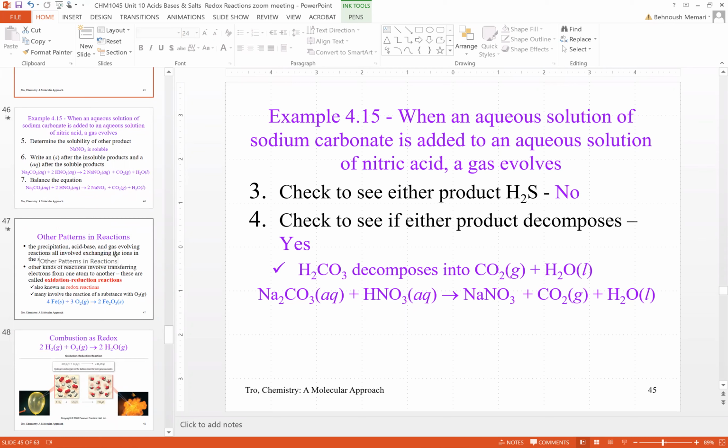You want to make sure your reaction is always balanced. In order to balance this reaction, you must use 2 moles of sodium nitrate. With the 2 moles of sodium nitrate, you need 2 moles of HNO3. You only need 1 carbonate, so you don't have to change this, but you use 2 HNO3 and 2 NaNO3.